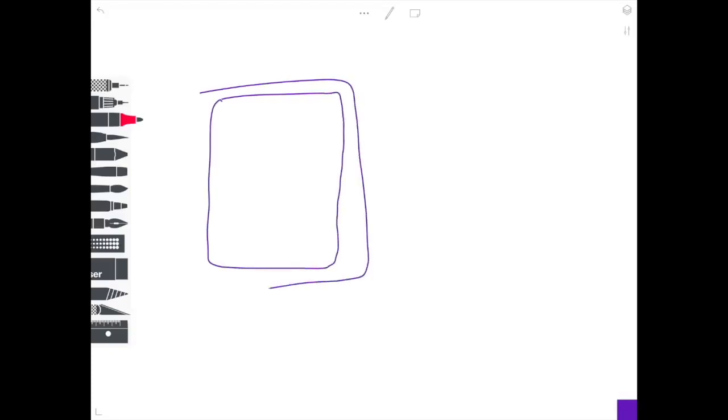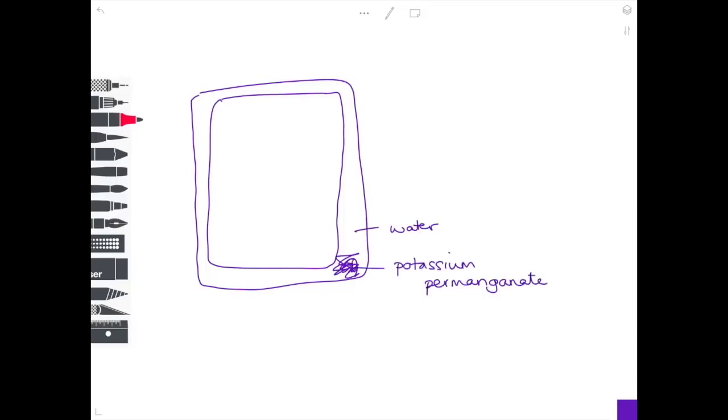From an experimental view, how can we view convection? Well, you might have done this in school. You get a very specific glass apparatus, which looks something like this. It's a big glass tube. And then you fill it with water and you put some potassium permanganate crystals in one corner. Then you apply heat from a Bunsen burner.